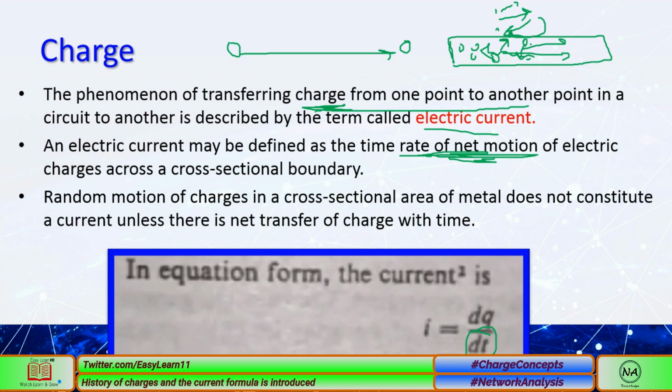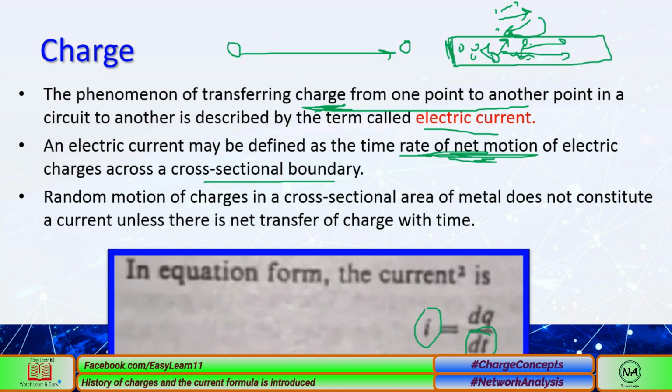This is a formula. Write it down in your notebooks. I equals dq over dt. I is the current. d over d means this is the change. Whenever we use a derivative, it is understood that there is a change. Change is very important for the current. If there is no change, current is zero. Net effect, overall net motion must be net motion. Time rate of the net motion of the electric charges moving across a cross-sectional boundary.